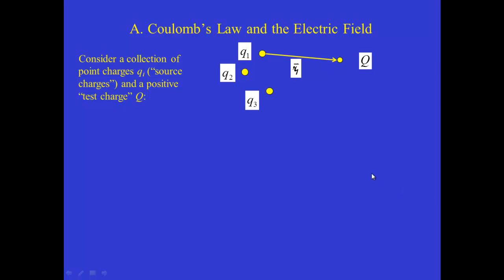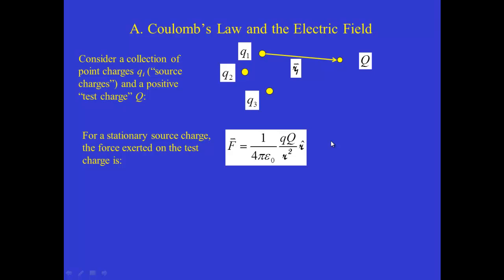Imagine a collection of point charges, which we'll call source charges, and then a positive test charge, capital Q, in their vicinity. We can use Coulomb's law to write down the force that a single stationary source charge exerts on the test charge, with the familiar form given here. F is 1 over 4 pi epsilon 0 times the product of the source charge and the test charge divided by the distance squared, and then the r hat unit vector indicates the direction of this force.